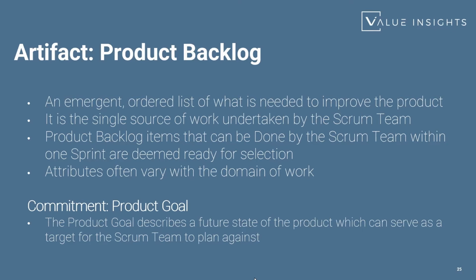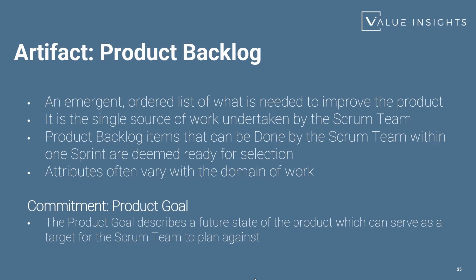It's emergent, meaning you can always have new ideas, new requirements coming into the product backlog at any time. Those new items may actually change the order. So we strive to have an order in the product backlog with the most important item at the top and the least important one at the bottom. It is a single source of work undertaken by the Scrum team. So the Scrum team should not be taking any work which is not coming from the product backlog.